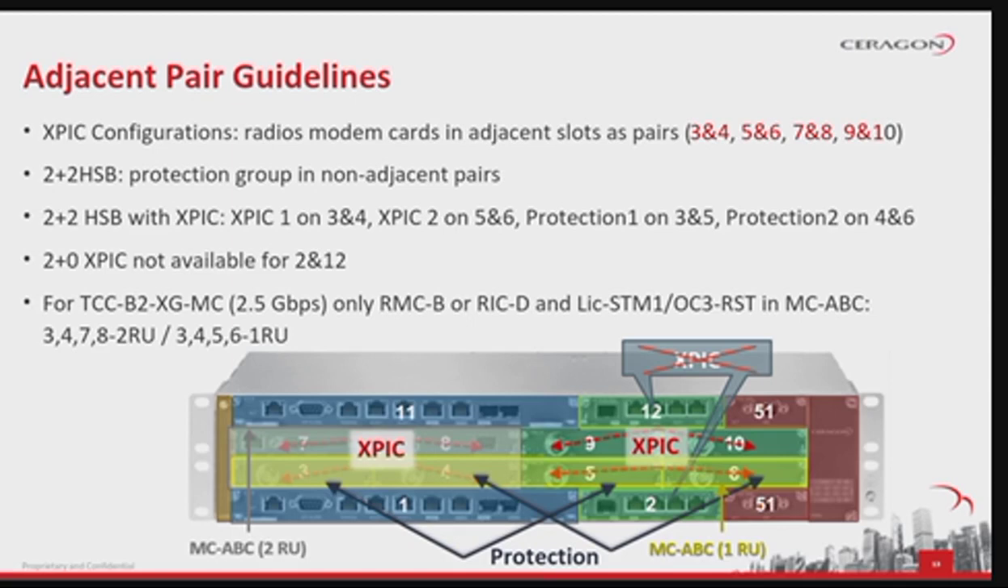If you're configuring 2 plus 2 HSP with XPIC, you must configure the radio protection group in non-adjacent channels. For example, slots 3 and 5 or slots 4 and 6. That is because the XPIC groups must be configured in adjacent slots.